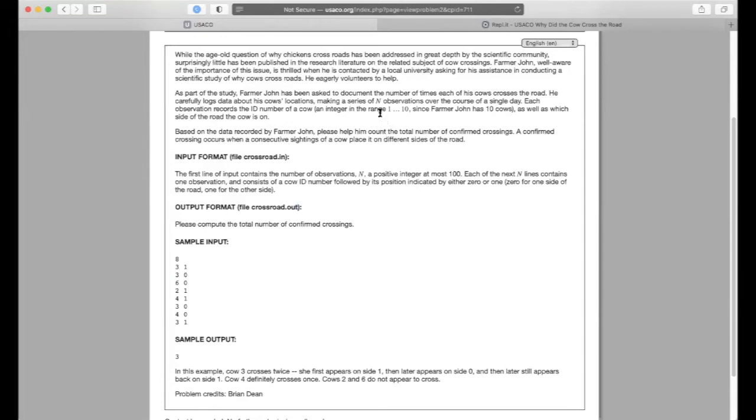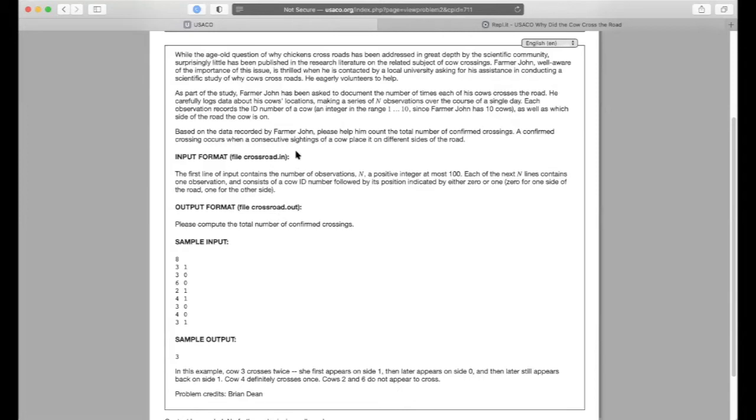You're given, I think, n of 10, so between 1 and 10 cows there. So at most, you'll have to deal with 10 cows. It shouldn't matter too much in this case. We can work in the arbitrary case where you have as many cows, since we're not keeping track of any cows, we just care about any time they move from one side to the other.